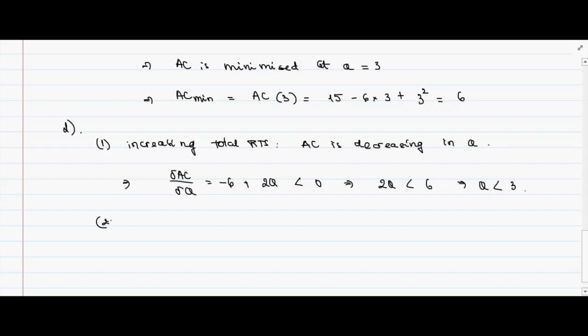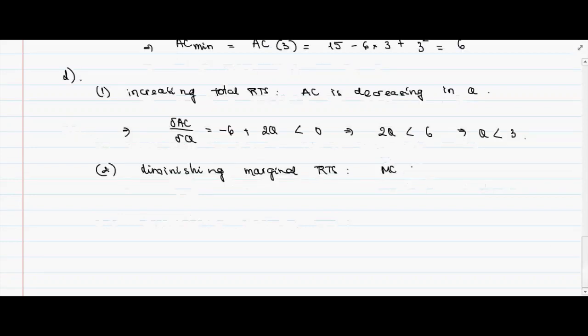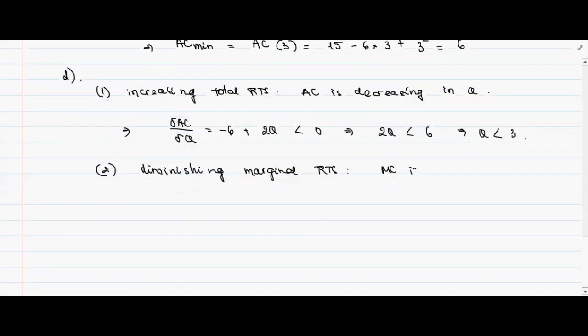Okay, and number 2, we want diminishing marginal return to scale. Now in order for us to have a diminishing marginal return to scale, we are looking at the marginal cost, and we want the marginal cost to be increasing in quantity, which basically means that the more output we produce, the higher the extra cost we will have to incur. If that's the case, then we have a diminishing marginal return to scale.